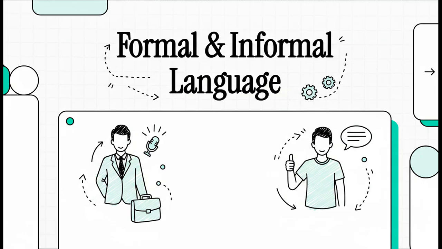Hey there and welcome. Today we're going to talk about a communication superpower you use every single day, probably without even thinking about it. And that's the ability to switch between formal and informal language. Getting this right is a huge key to communicating well. It can seriously make or break a conversation.